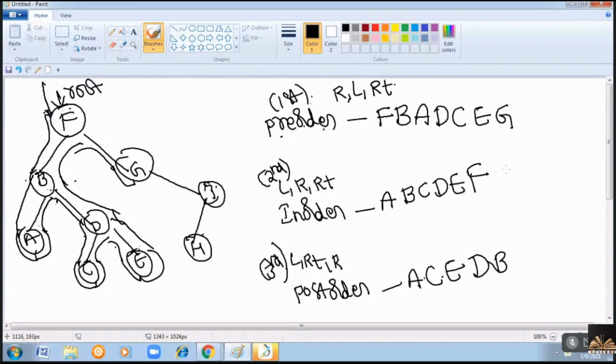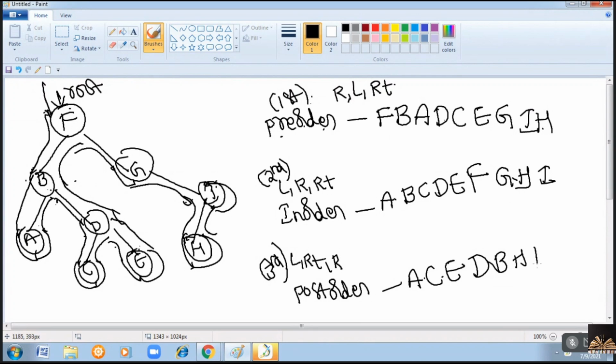Next is the second visit. Next for I it is the first visit. Next comes H. H is again the first visit. Next, second visit for H. Third visit for H. Next, second visit for I, and third visit for I. This is the third visit for G, and third visit for F. Clear?